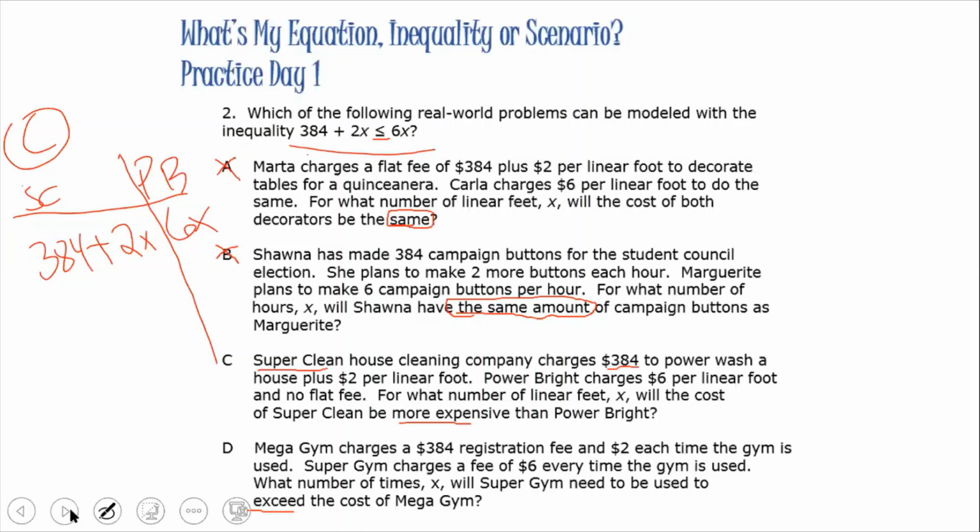The question says, for what number of linear feet, x, will the cost of super clean, so I'm going to do here, super clean, will be more expensive. So this super clean has to be greater or equal to power bright. Everybody agrees? Give me a thumbs up if you agree on this one. Thumbs up or say yes on the chat box so I can see that you're following me. And if you have any questions, please let me know.